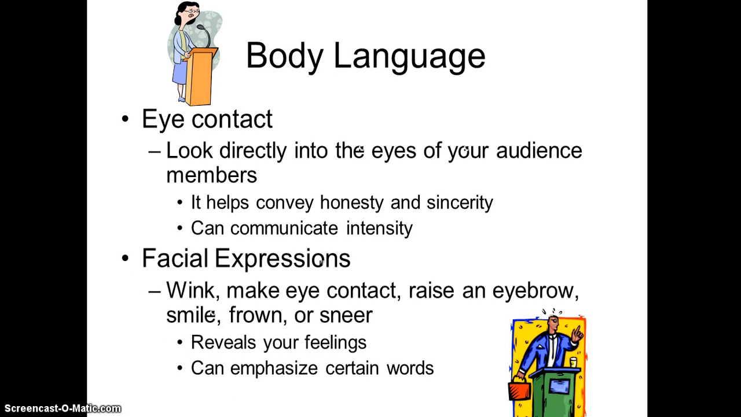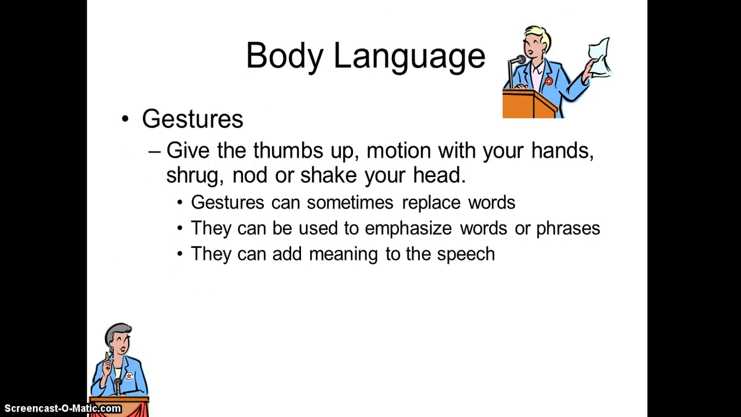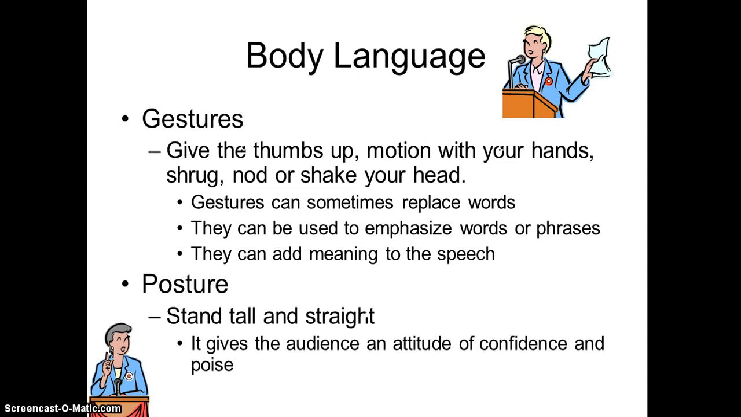Your facial expressions also make a big difference when you're giving a speech. You can do stuff like wink, making eye contact, raising an eyebrow, smile, frown, or sneer, and that can help convey your emotions or your feelings about a certain topic. Also use gestures. Give a thumbs up motion with your hands, shrug, nod, or shake your head. Those subtle movements and very minor things can really go a long way in helping emphasize the points that you're making. Gestures can oftentimes replace words, they can be used to emphasize words or phrases, and they can add meaning to a speech. And make sure that you have good posture.